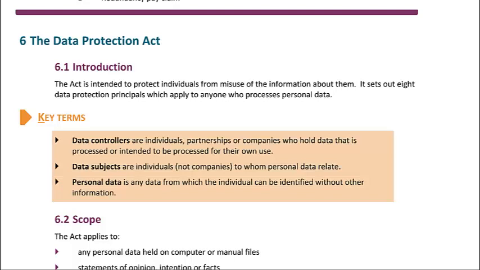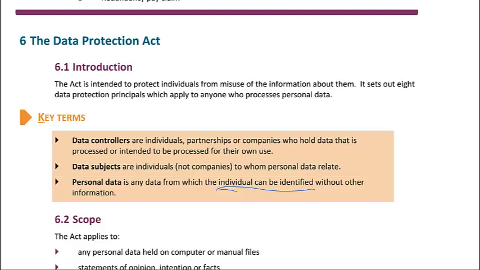Now, personal data is defined as any data from which the individual can be identified without any other information. So if that information was perhaps codified and there was another piece of information somewhere that, when you put the two together, you can identify a person, that would probably be okay. That's research information, things like that. But anything else will be caught.